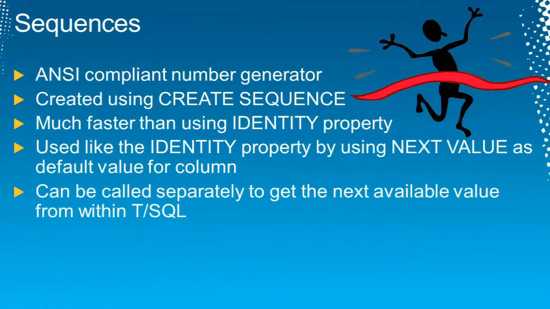You can use it sort of like identity by specifying next value as a default constraint in a table. So instead of just hitting yes, you just put a default value in. And I've got code that shows how to do it. Just use constraint, something or other, next value. And if you want to call it separately from a default constraint, you can just call the sequence, grab the next value out of it, and do whatever you need to do.